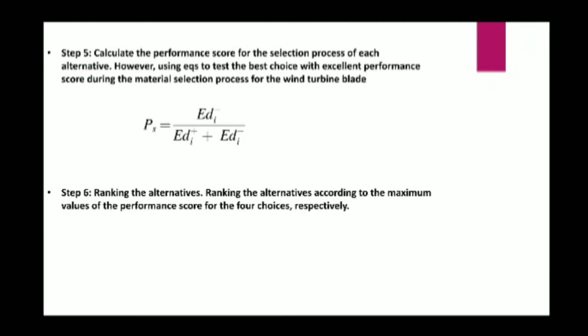Step 5: calculate the performance score for the selection process of each alternative, using the equation to find the best choice with an excellent performance score during the material selection process for the wind turbine blade. PS is equal to ED negative i divided by ED positive i plus ED negative i. In step 6, rank the alternatives according to the maximum values of the performance score for the four choices respectively.